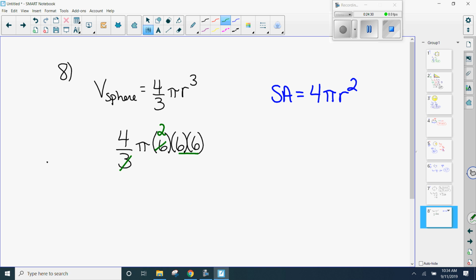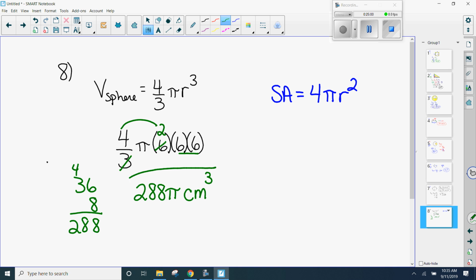What's 6 times 6? 36. 4 times 2? 8. So I'm going to take 36 times 8. 6 times 8 is 48. 8 times 3 is 24, plus 4 is 28. So you get 288. Somebody forgot the pi. Is it meters? Centimeters. So it should be cubic centimeters because you were talking about volume.